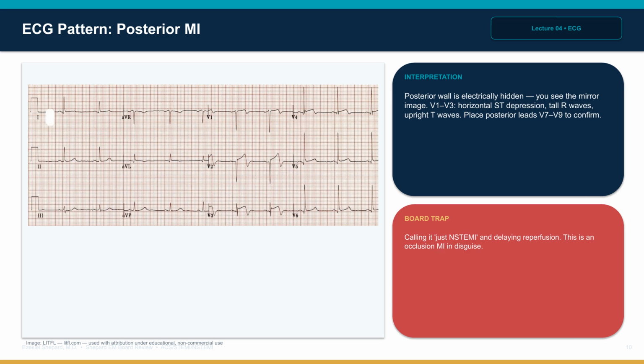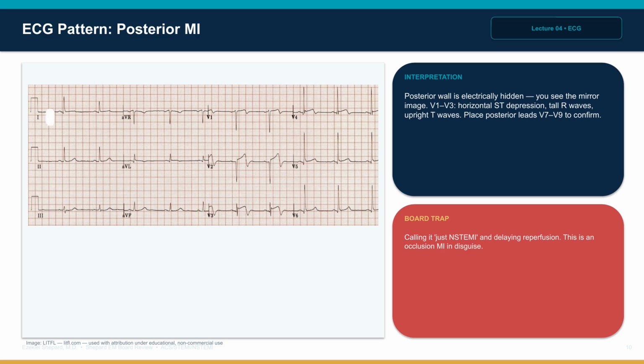Look in V1 through V3 for horizontal ST depression, tall R waves, and upright T waves. If you see that pattern in the right clinical context, place posterior leads V7 through V9. The trap is calling this just NSTEMI and delaying reperfusion when the patient may have an occlusion MI.